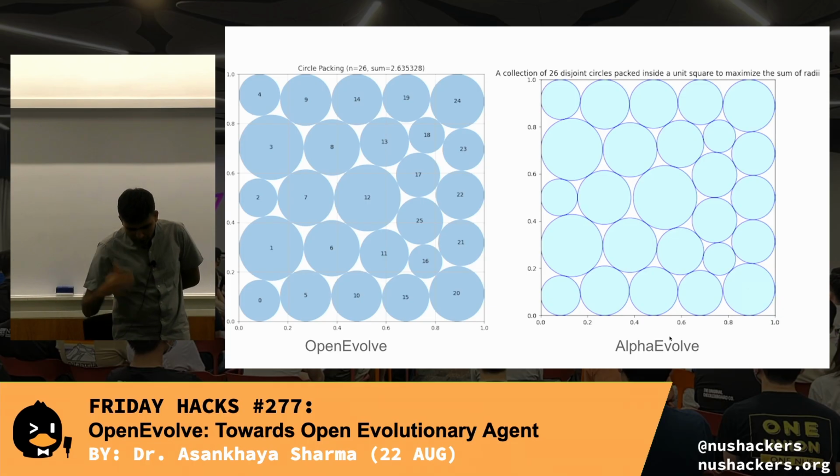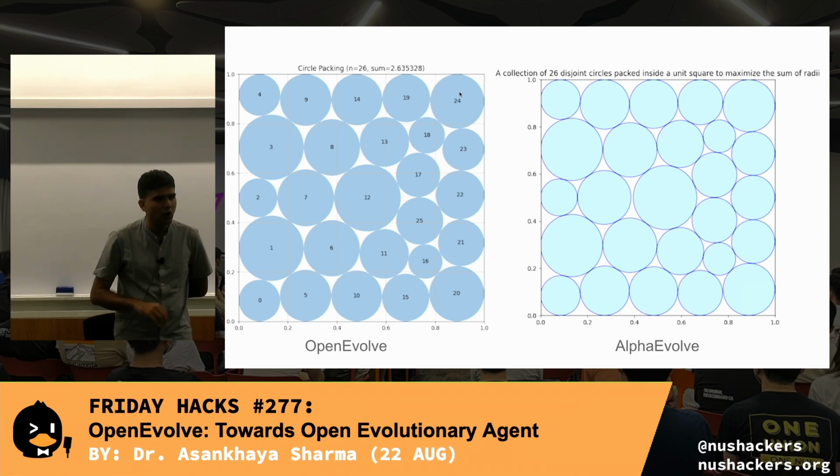AlphaEvolve didn't release their code, but for the results they had, they released code to evaluate whether it's correct or not, and also to generate these figures for each of them. So we were able to find and discover the exact same packing for circle packing based on OpenEvolve.